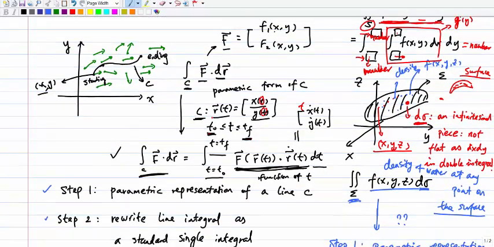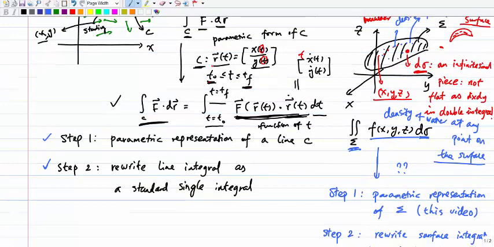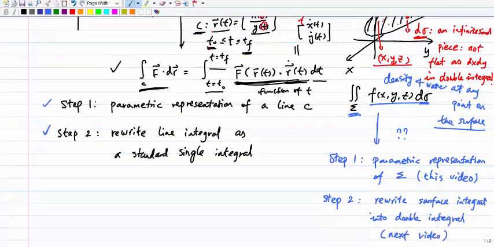To do so, of course, here we mentioned two steps. One is the parametric representation. One is rewriting the original one into a form that we know. The intuitive idea is first we find the parametric representation of the surface, and then we try to rewrite the surface integral into the double integral that we already know how to solve, how to compute. So for this video, I'm going to focus only on how to find the parametric representation of a surface. In the next slide, I'm going to talk about how we write the surface integral as a double integral so we can compute that.